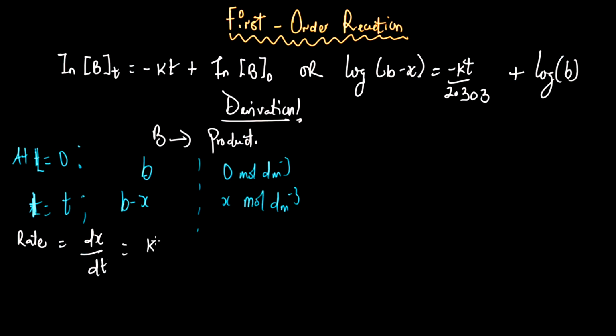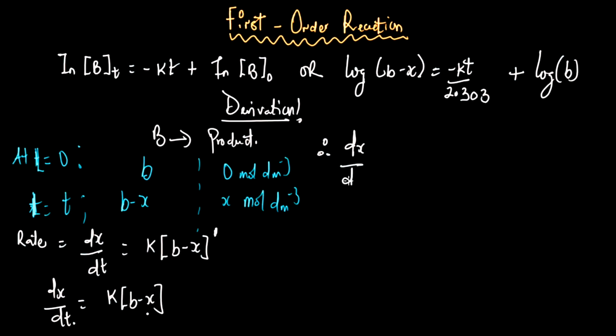Equals k(B minus x). Because it's a first order reaction, we have 1 here. So we can simply write it as dx/dt equals k(B minus x). So the power 1 stays as itself. So the next step is to multiply through by dt and divide both sides by B minus x.